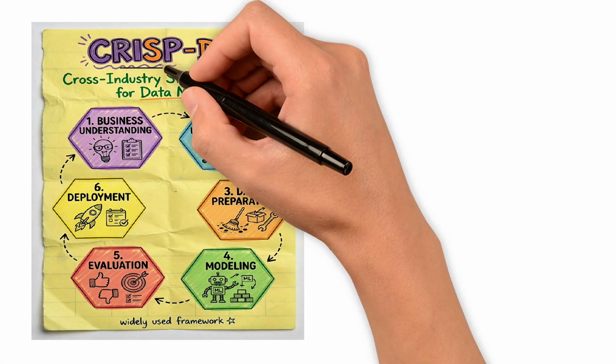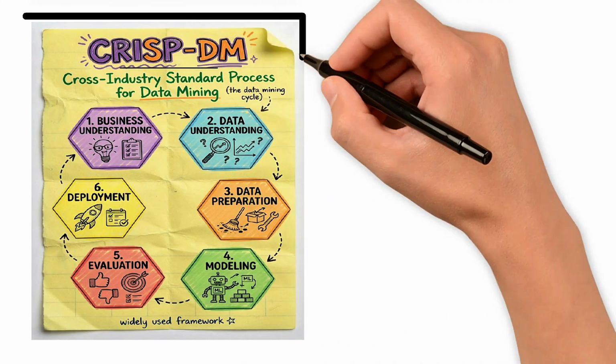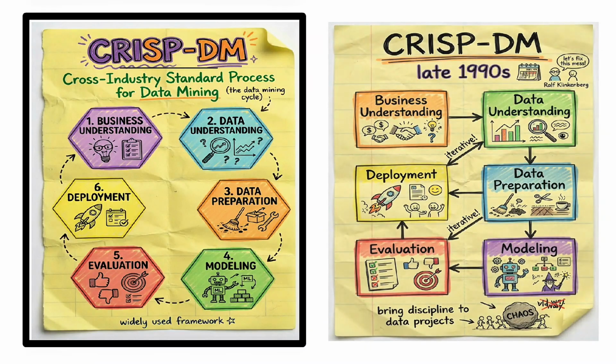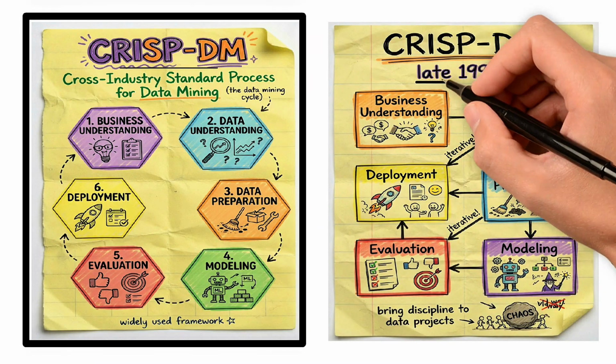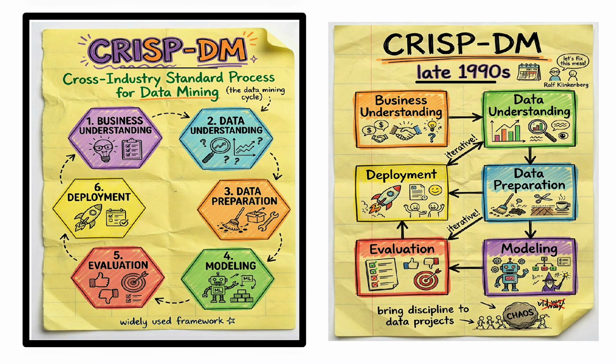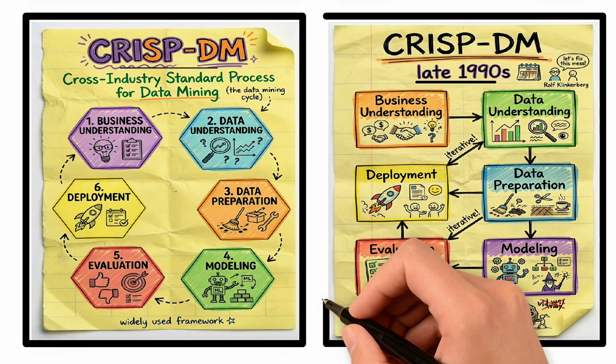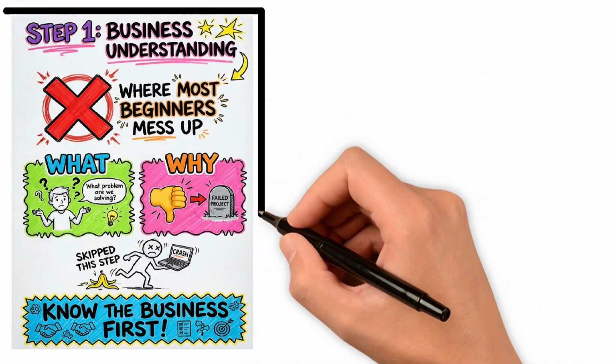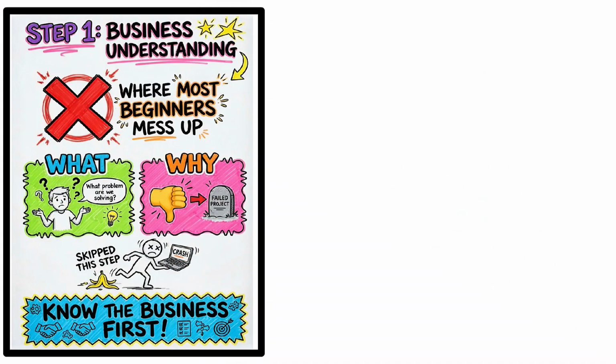One of the most widely used frameworks is called CRISP-DM, short for Cross-Industry Standard Process for Data Mining. It was formalized in the late 1990s by experts like Ralph Klinkenberg and others to bring discipline into how data projects are actually executed. The first step is business understanding, and this is where most beginners already mess up.